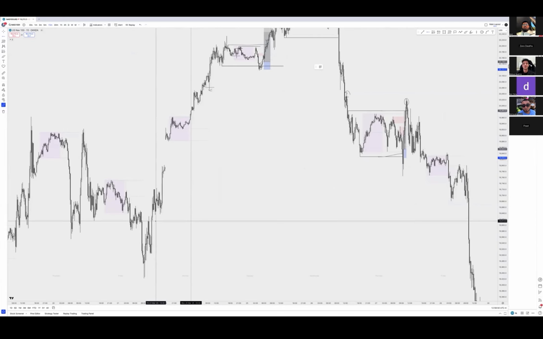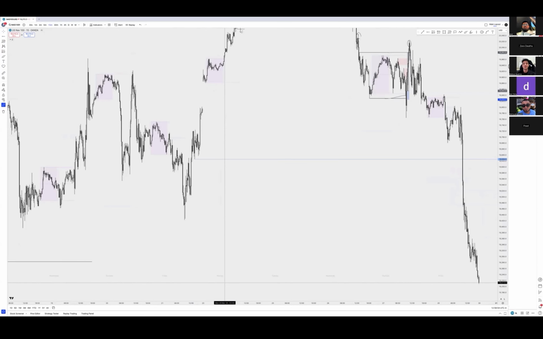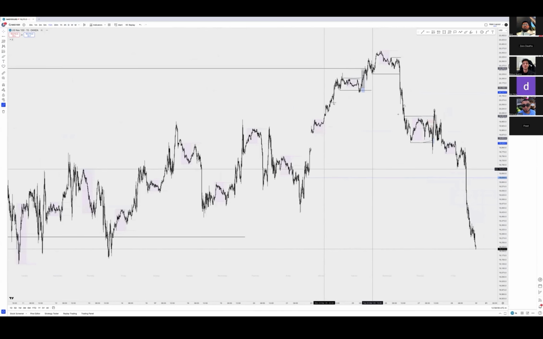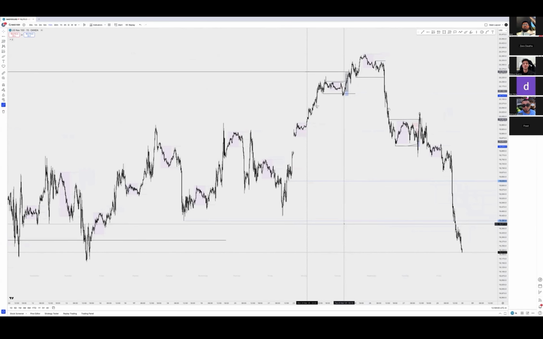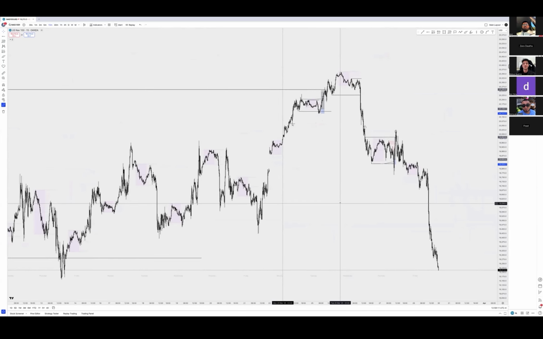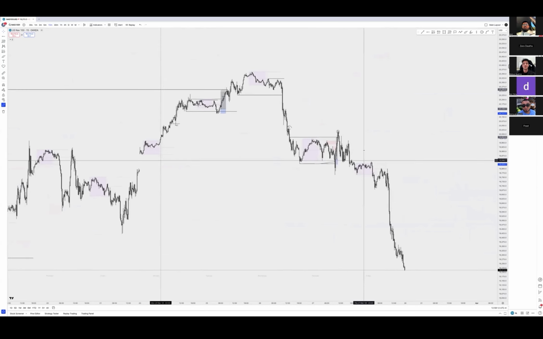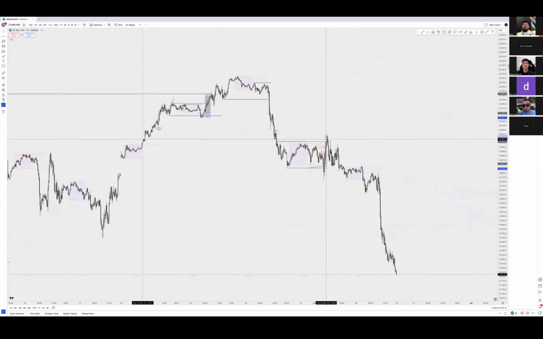We got a ton of liquidity to the downside, right? We got that there. You got this as well. So yeah, there's just a lot of liquidity to the downside, so it makes sense why shorts were valid and very nice. This was the short from here all the way to the lows.